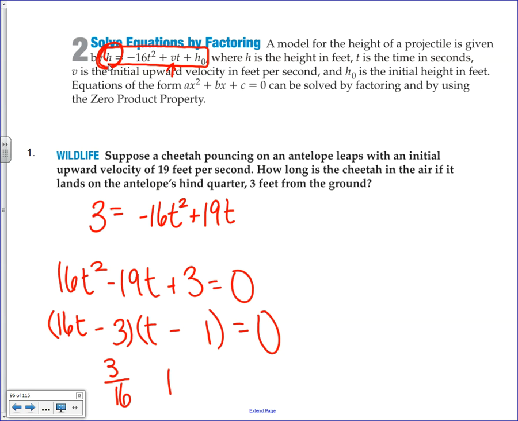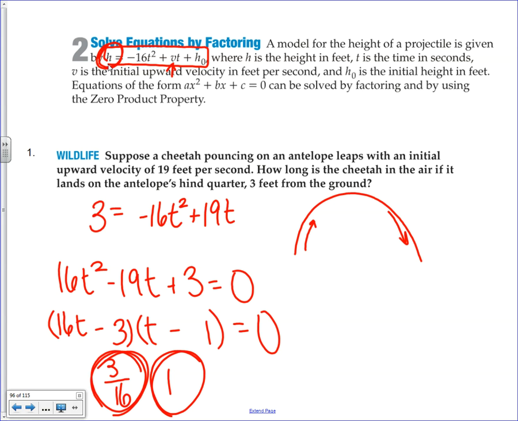How do I know which answer is correct? Well, I need you to understand that when this cheetah jumps, it's going to make this motion. So this number right here is going to be on the cheetah's way up, so somewhere over here. And then this one is going to be on the way down, or when it lands. So this answer right here is actually the one I'm looking for. It will take 1 second for the cheetah to land on the antelope's hindquarters.